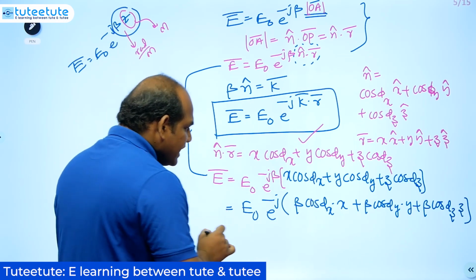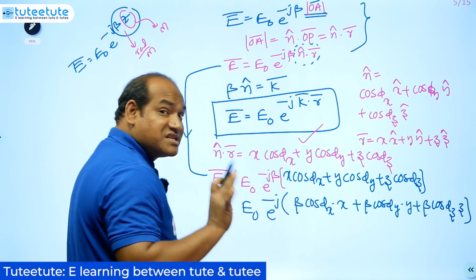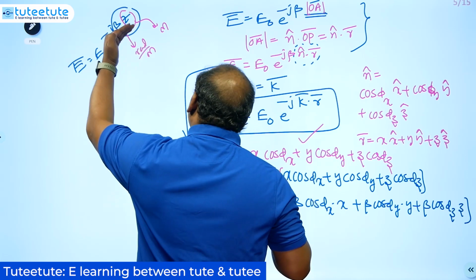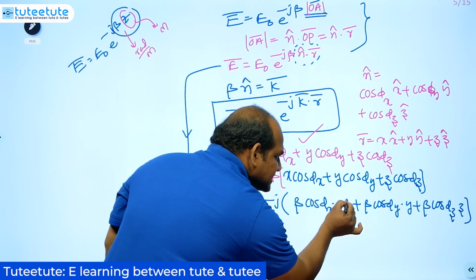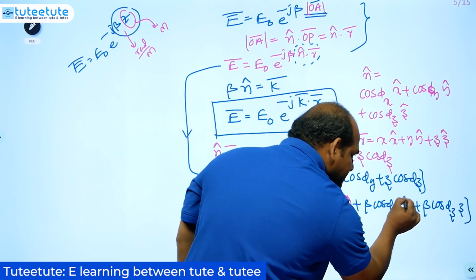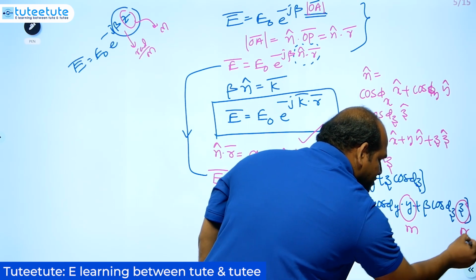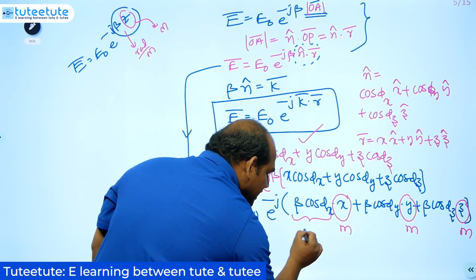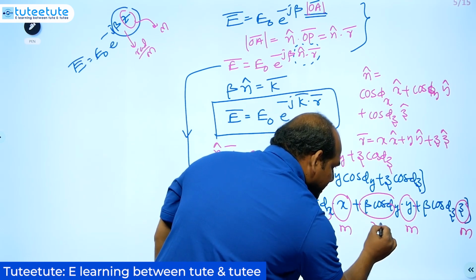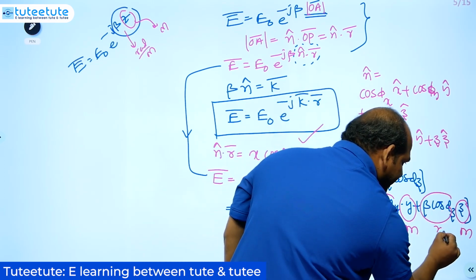So what is our condition? After j, here we should have phase, that means radians only. So radians means what is the procedure we have here? Radians per meter into meter. X is the distance measured in meters. Y is the distance measured in meters. Z is the distance measured in meters. So the remaining part must be radians per meter. This is radians per meter. This is also radians per meter.